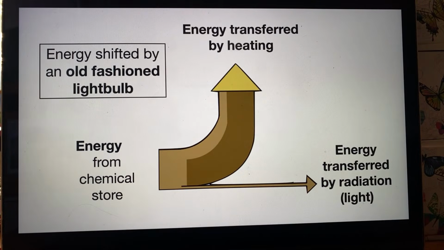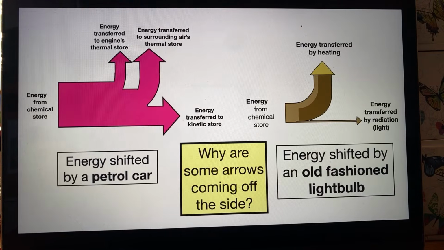What about this one? Energy shifted by an old-fashioned light bulb this time. Here's the energy from the chemical store of the light bulb. There's a big arrow going off to the side saying energy transferred by heating. And there's an arrow going straight ahead saying energy transferred by radiation, light. All right, so have a look at those two next to each other. What is going on there, eh?